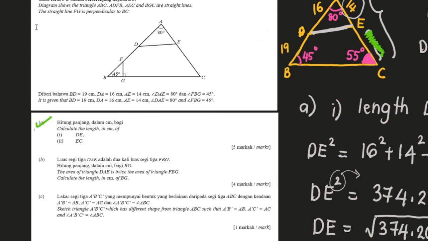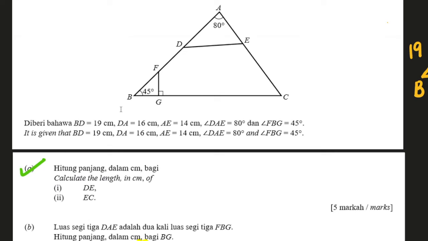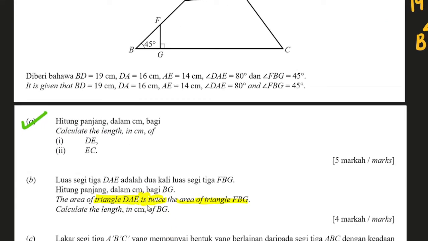The area for triangle DAE, luas segitiga DAE, is twice the area of triangle FBG. I want you to focus on the word "is" here, that's very important. Whenever they give you the word "is", that means it's equal to, sama dengan. In Malay, if you see the word adalah, that means "is", sama dengan, equal to the other one.